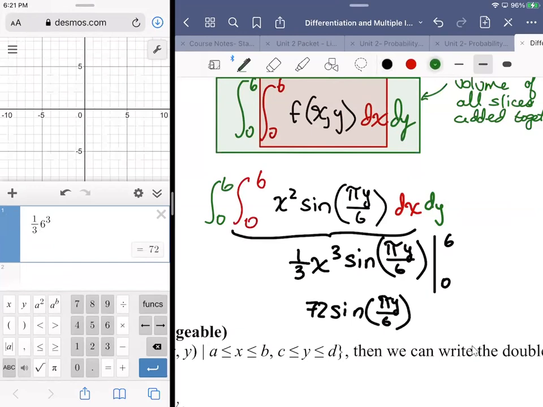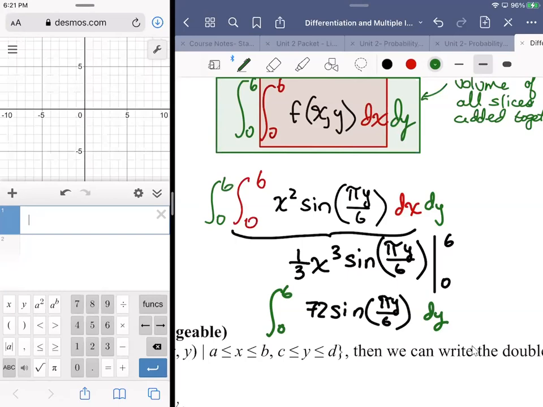So 72 sine pi y over 6. Now that's also integrated, but this time with respect to y over the interval of 0 to 6. All right. So single variable integral, a whole lot easier to handle because now I have different pathways to work this. If you want to work it using the calculator, then that's perfectly fine.